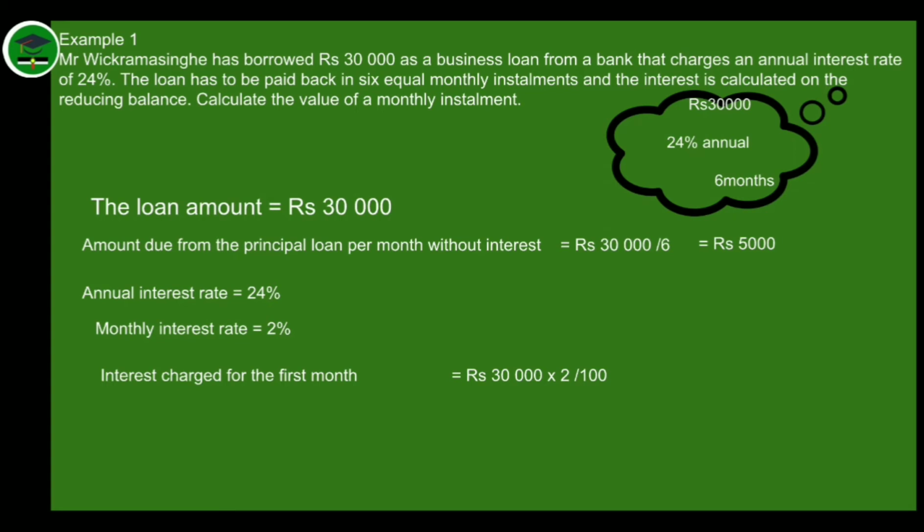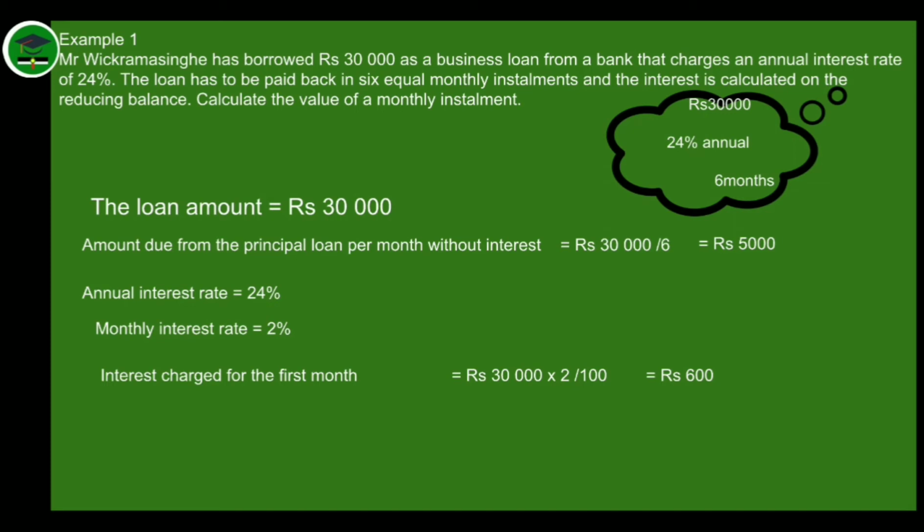For the first month, 2% of 30,000 is equal to 600 rupees. Now you paid 5,000 rupees for the first month. This is for the interest.